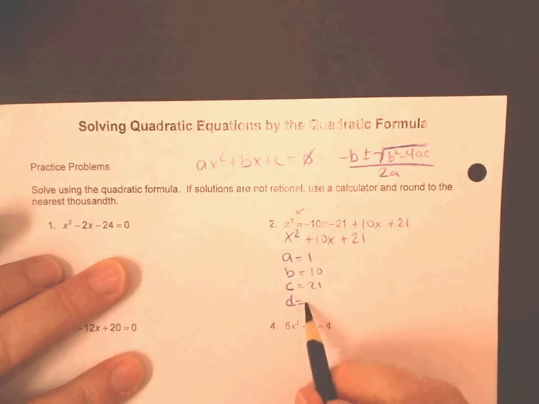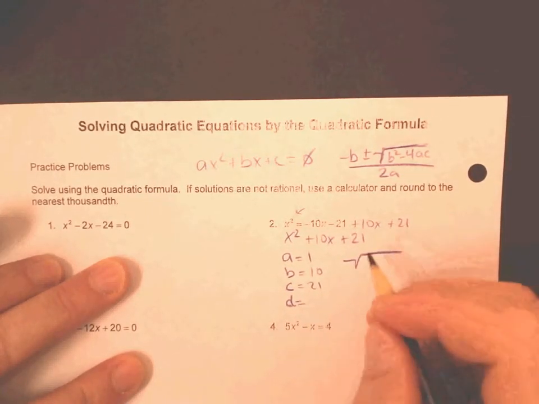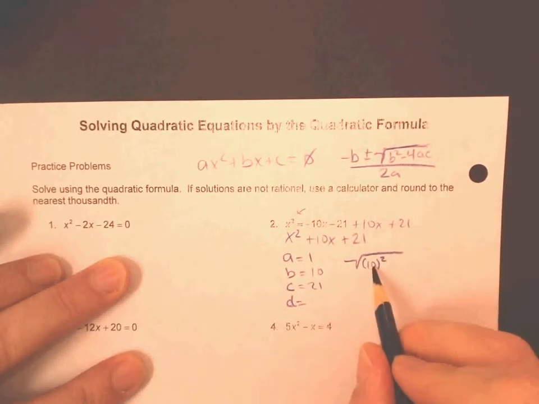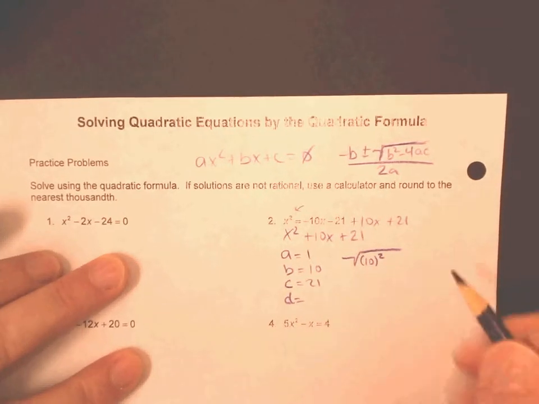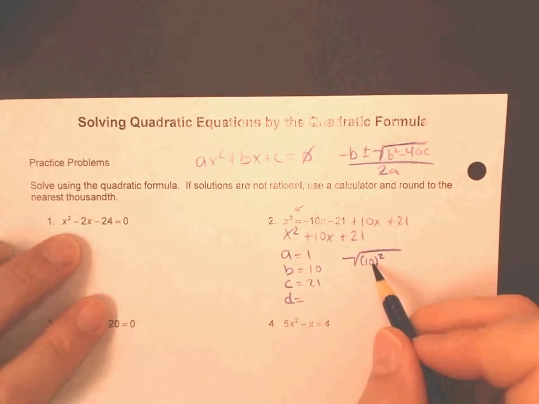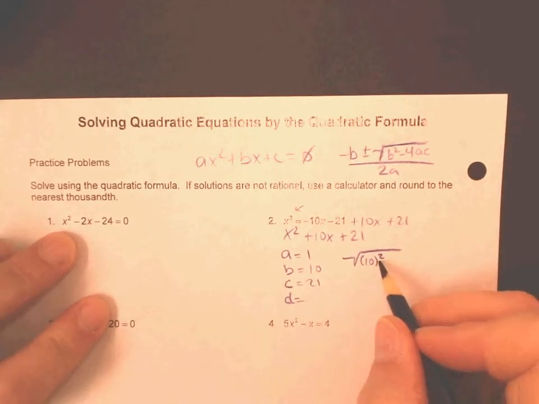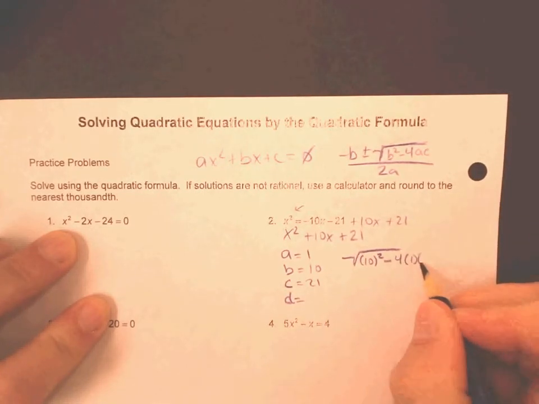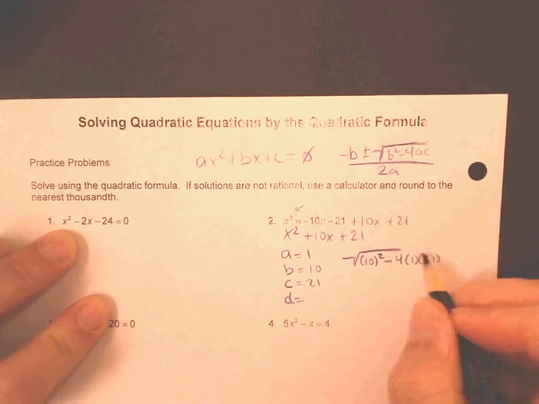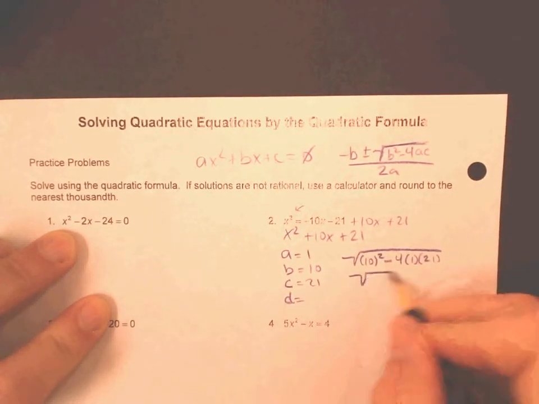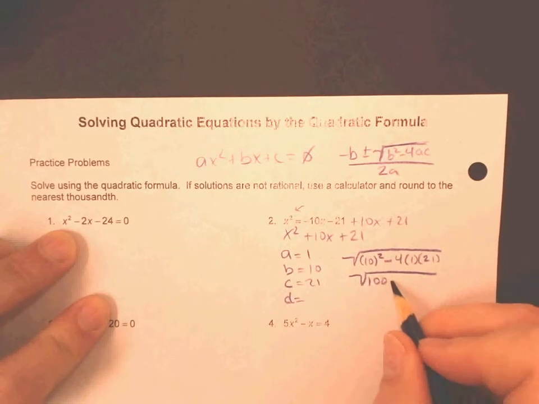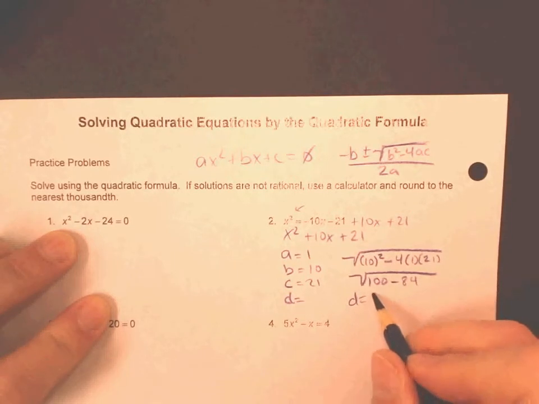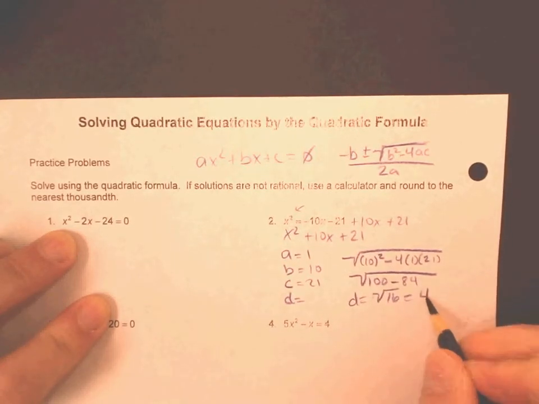Now I need to figure out my discriminant, which will be the square root of b squared. I always put b in parentheses because if this ends up being a negative, I need it to be a positive once I square it. So we're going to square all that b is, not just the number, but also the sign. This one's positive, so it'll end up being positive. That's minus 4 times a is 1, and c is 21. So I have the square root of 100 minus 84, which means the discriminant is the square root of 16, or 4.